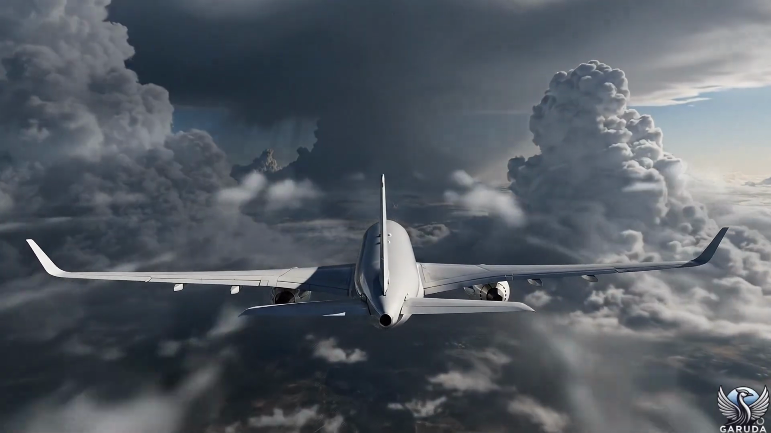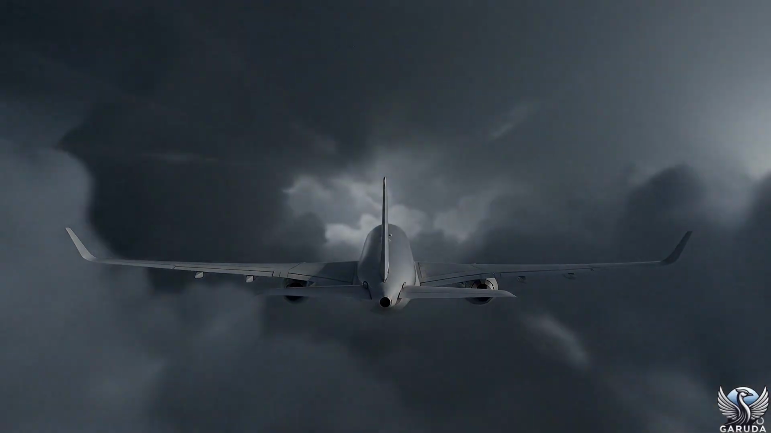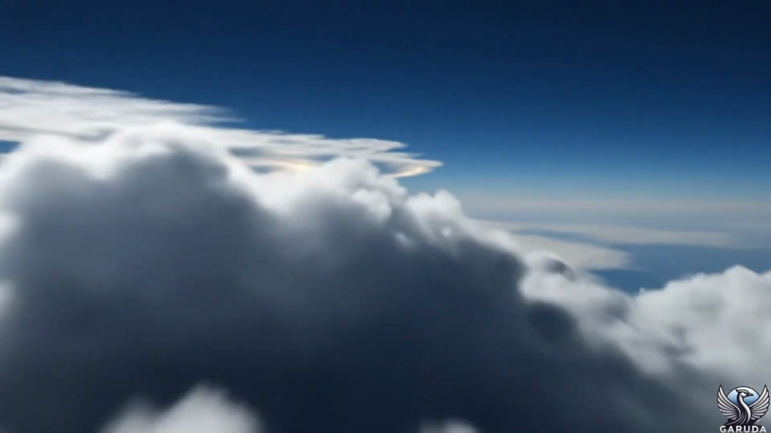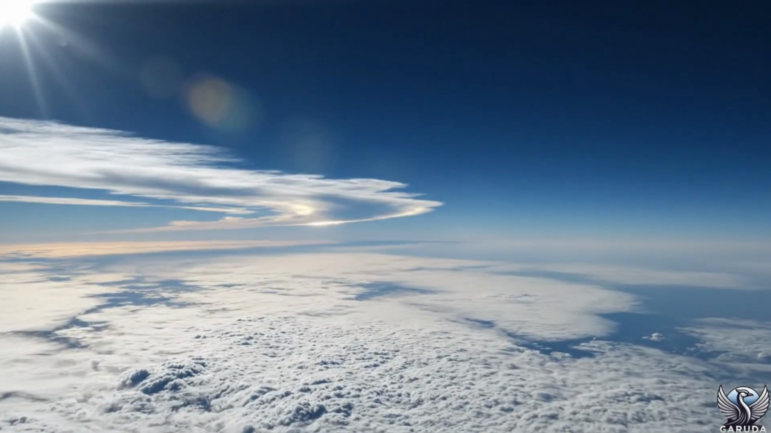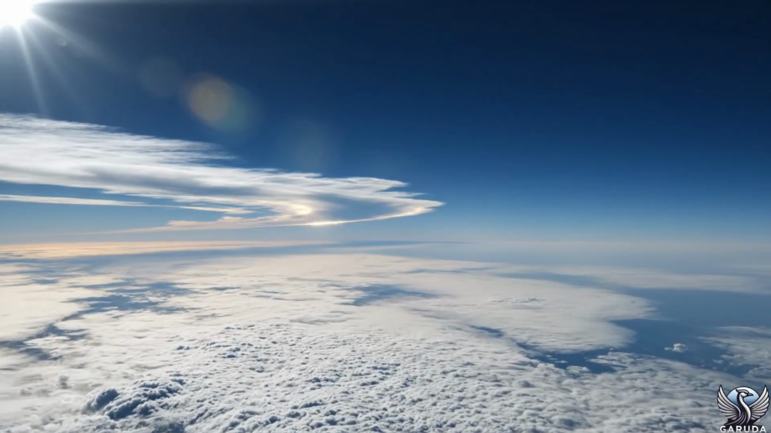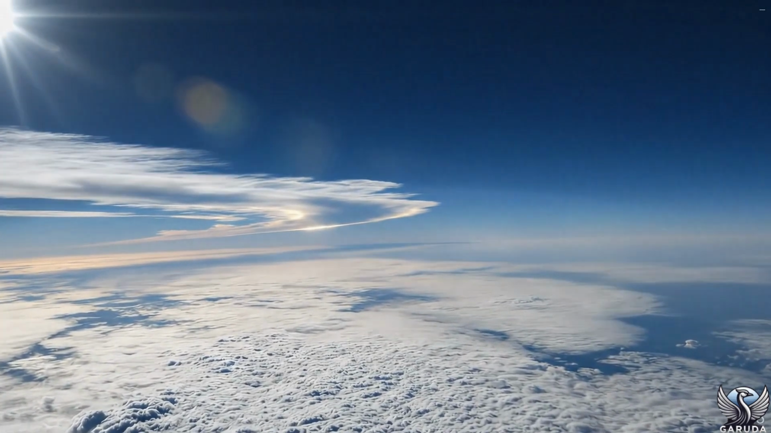According to ISA, sea level pressure is 1,013.25 hectopascals, or 29.92 inches of mercury. Temperature is 15 degrees Celsius, and the standard lapse rate is 6.5 degrees Celsius per kilometer up to the tropopause.